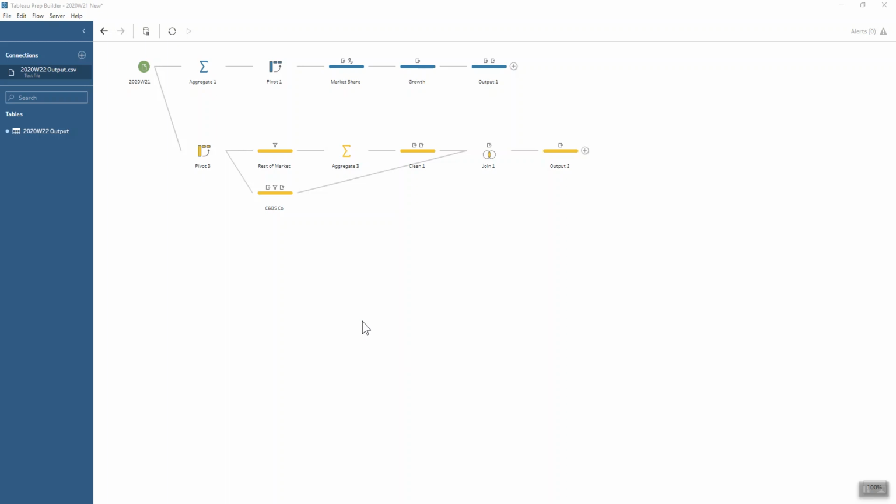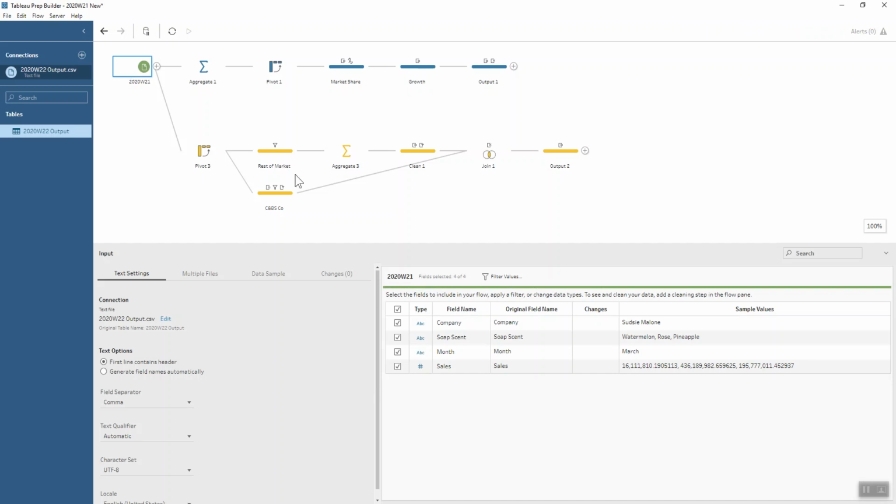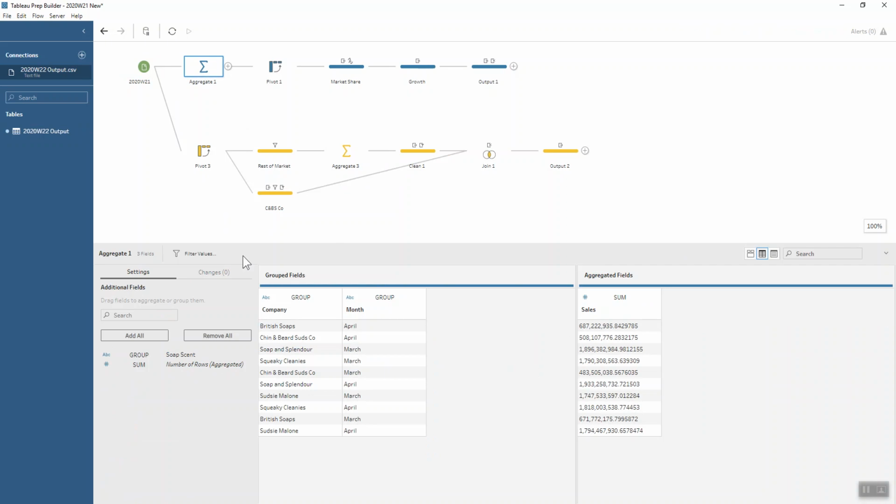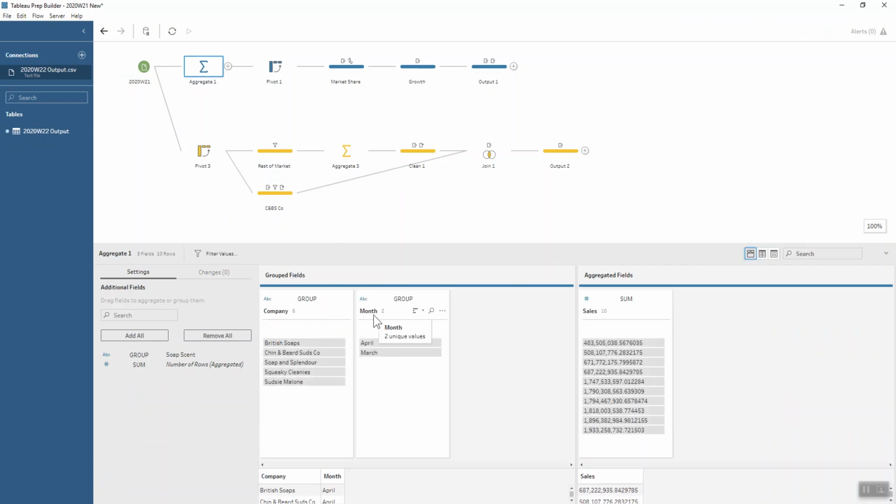For this week's Preppin' Data, we're looking at a lot of different retail metrics. So we can see that in our input data, we've got different companies, we've got their soap scents and sales in different months. So first of all, we're looking just at the company's sales overall. So we don't need this information about the soap scents. So we're going to aggregate that up initially to just have the company, the month, and their sales.